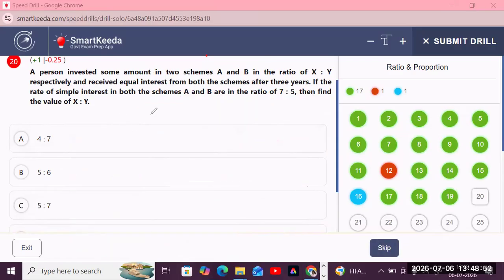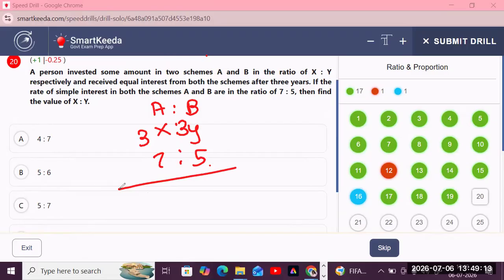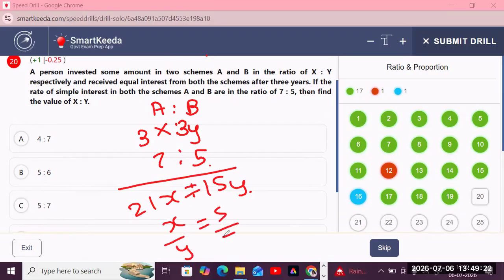a person invested some amount in two schemes, A and B, in the ratio XY respectively, and received equal interest from both schemes after 3 years. Okay. If the rate of interest from scheme A and scheme B is 5, तो ये जो रिटर्न जो है वो 21x है और ये जो रिटर्न है वो 15y है. They both are equal. X by y is equal to 5/7.